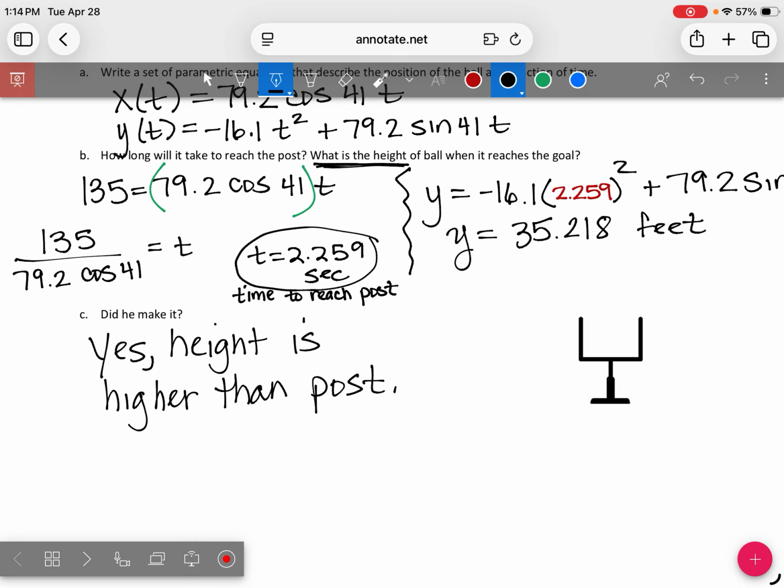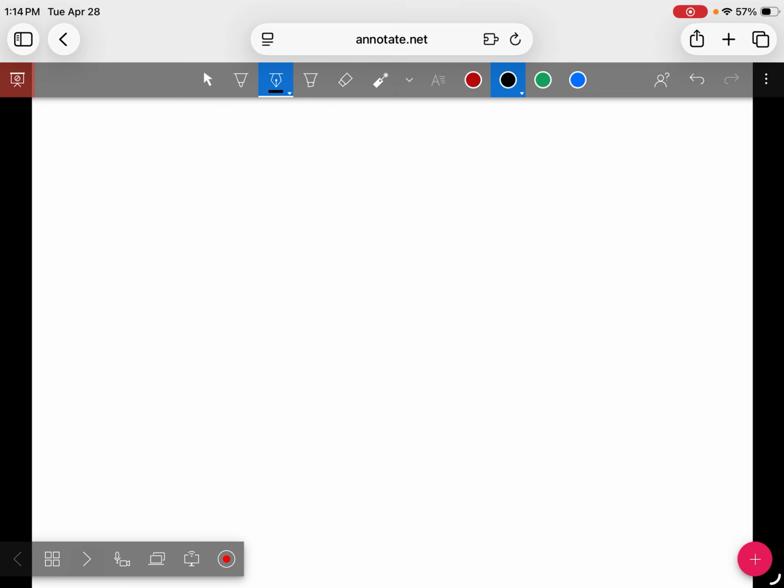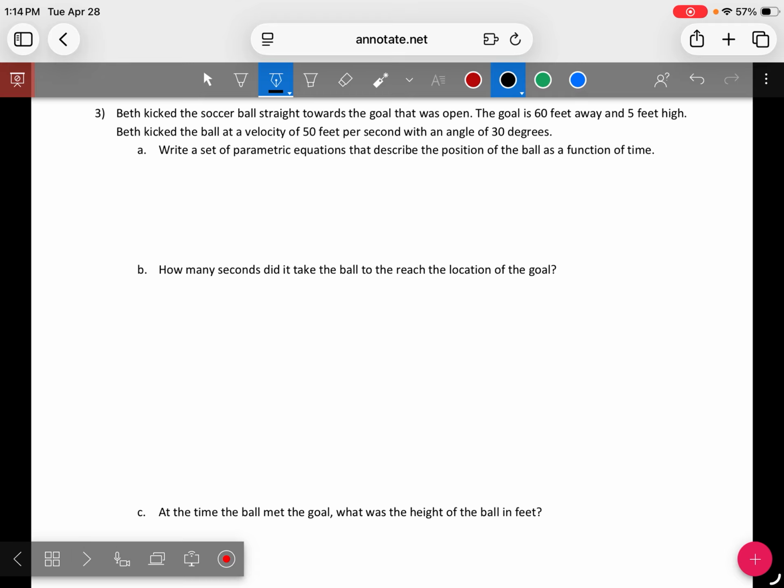Three more for today. And actually we'll be done. We're not doing the last question. Three more. Okay, so now we switch into soccer. So Beth kicks a soccer ball straight towards the goal that was open. The goal is 60 feet away and 5 feet high. So we know how far away Beth is from the goal. We know the horizontal distance. That's important. The velocity of her kick is 50 feet per second, and the angle is 30.